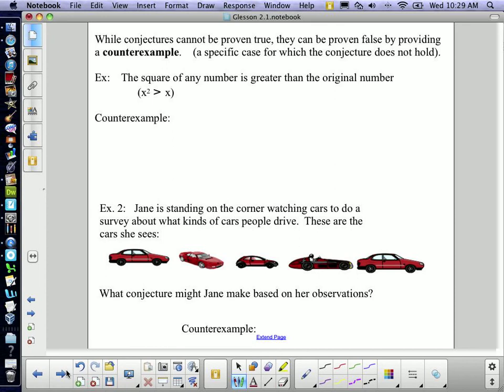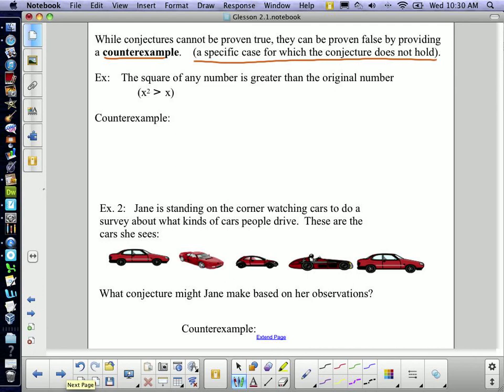While conjectures cannot be proven true necessarily, they can be proven false. And we can prove a conjecture false by providing what's called a counterexample. The counterexample is a specific case for which the conjecture does not hold. That's what a counterexample is. So again, if you're looking for a definition for a flashcard, that might be something you might want to put on there: a specific case for which a conjecture does not hold.